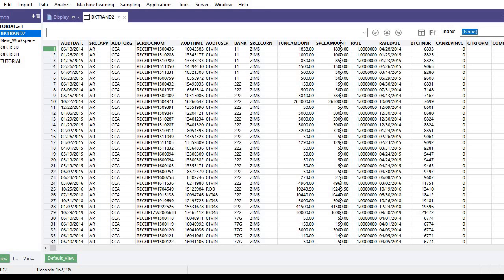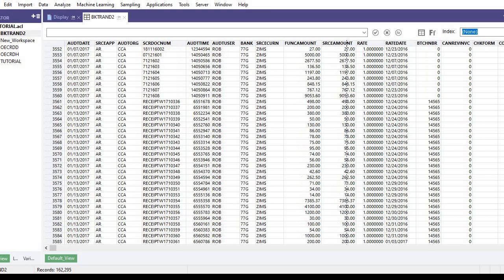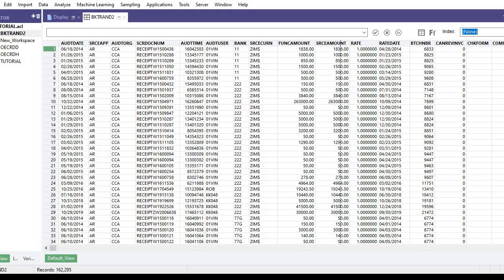So here we are now in ACL. This first column here is SRCEAPP. This simply tells us the source ledger, which is either accounts payable or accounts receivables. In this case, this is accounts receivables. And because this is a payment done by a debtor, we do have a receipt number here.